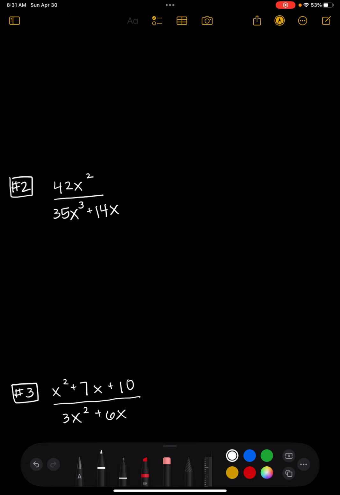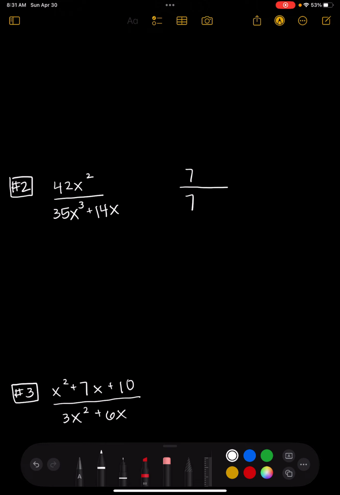So the first thing we're going to talk about is the coefficients, or the numbers. We want to think about 42, 35, and 14. What do 42, 35, and 14 all have in common? They have a 7 in common. So I'm going to take a 7 out of the top and a 7 out of the bottom.